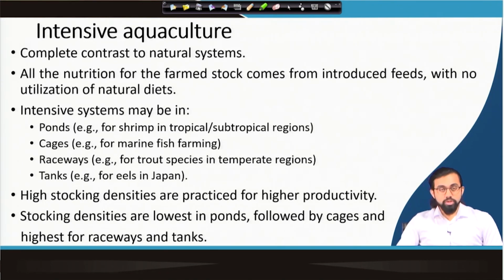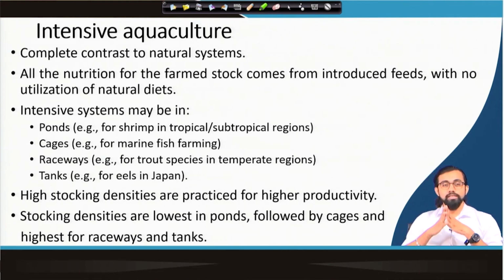The third and the most productive one, and in ways also one of the most notorious at one point of time. But now, thanks to the advancement in technology, we have cracked the major issues that we were facing with this intensive aquaculture. This is completely in contrast to the natural systems. It has a very simple food chain. You provide food, then only your culture species will survive, otherwise not. So there is no hierarchy in the food chain in this particular type of aquaculture system.